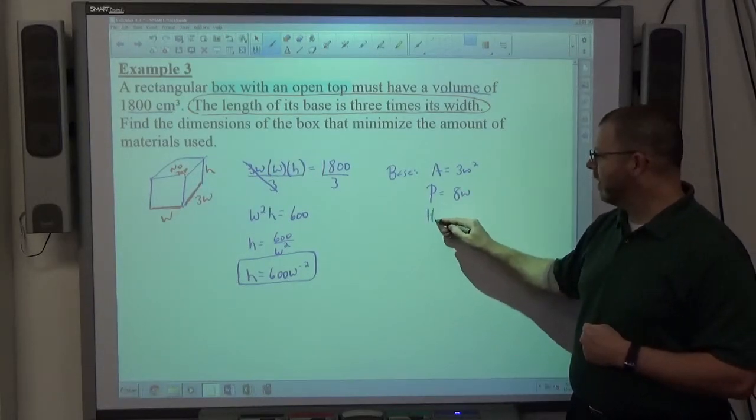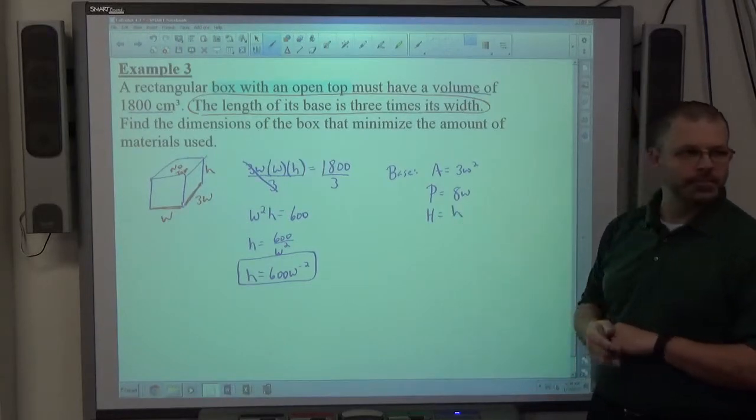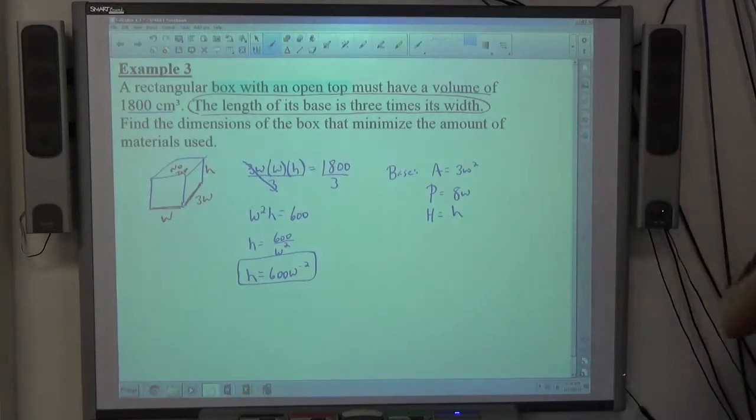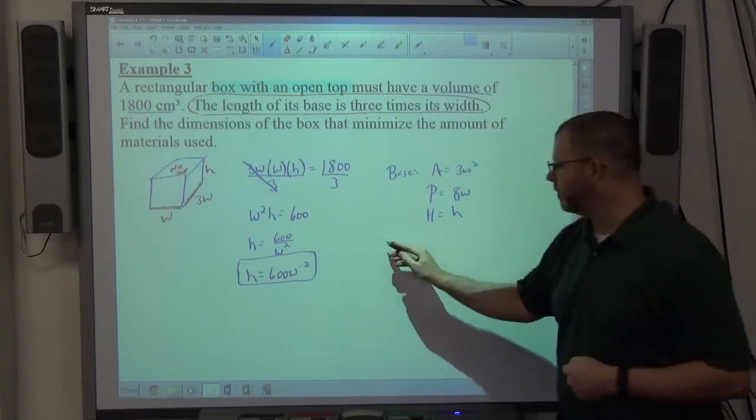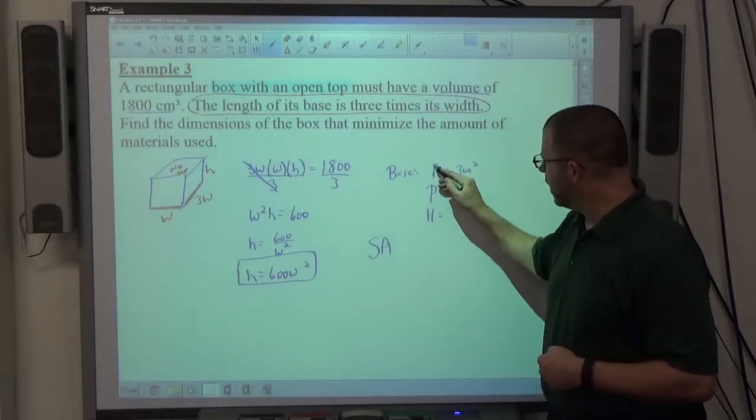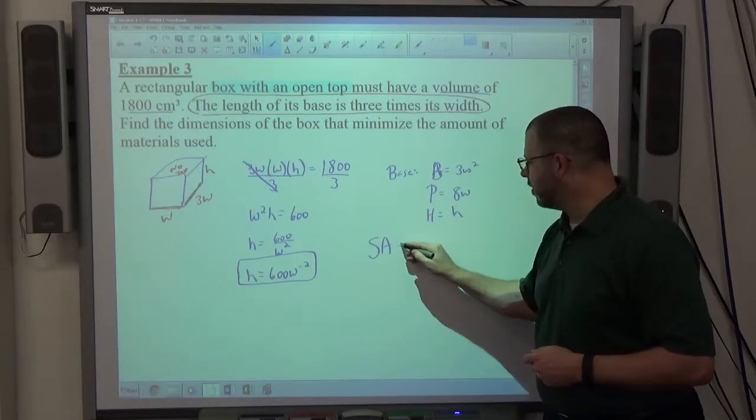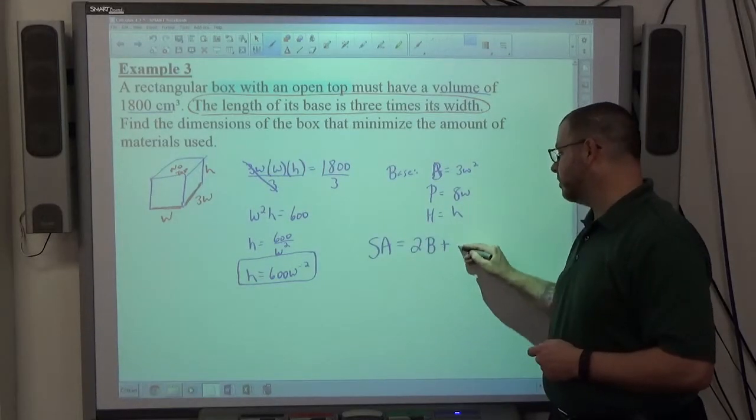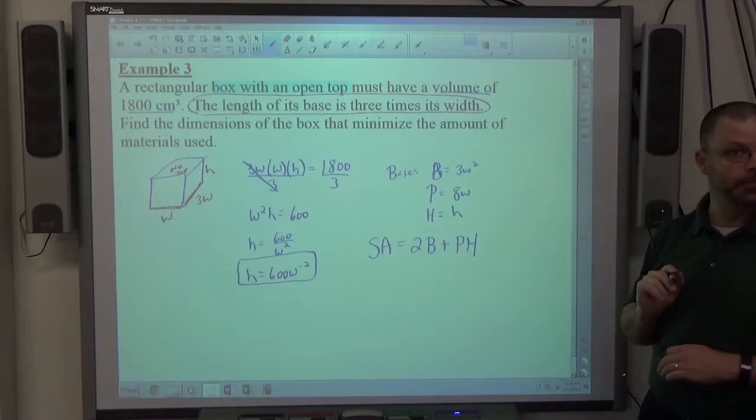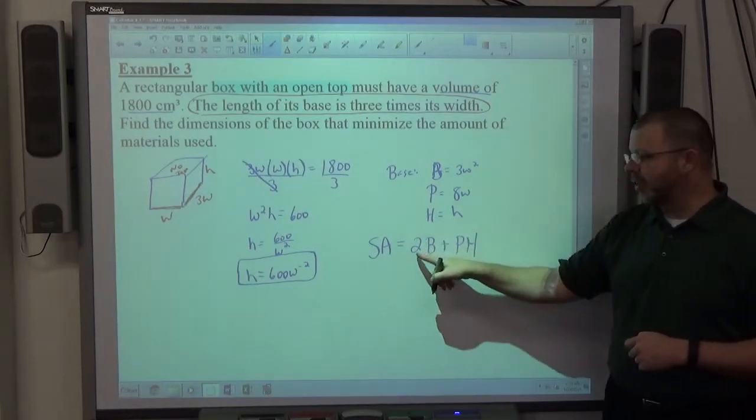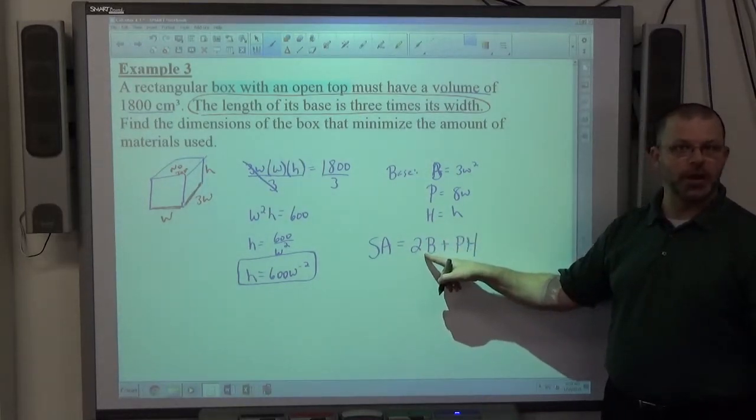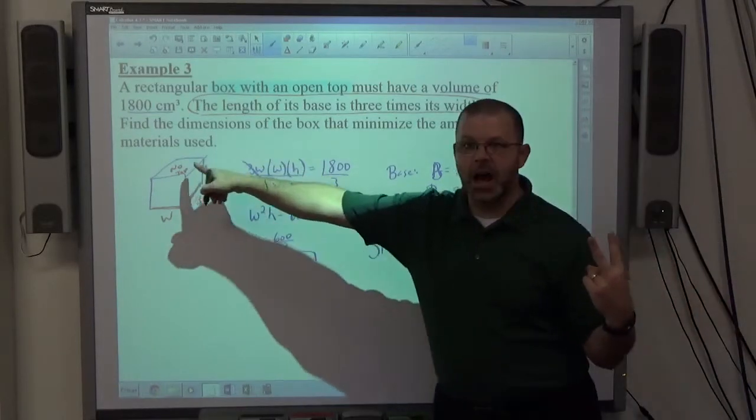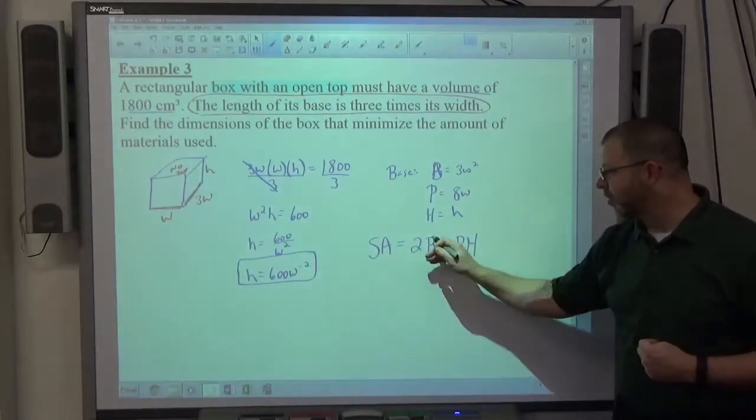And the height is H, right? So to mention this box, I got an area base, a perimeter base, and a height. The typical surface area formula that we've used, and I usually use B for the area base, is surface area is equal to 2B plus pH. That's what we usually use, right? That's because we usually have a top and a bottom. There's usually two bases. Open top, no top. So there's only one base.